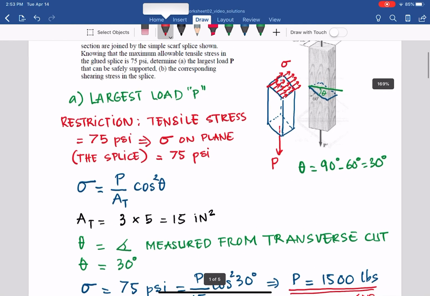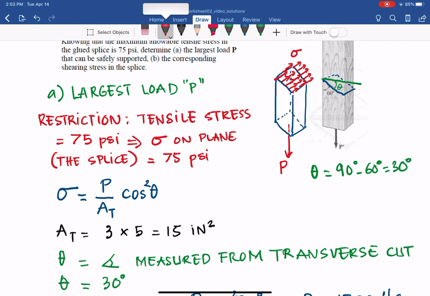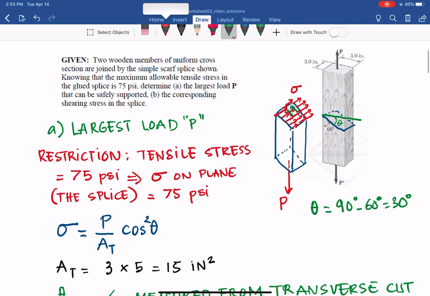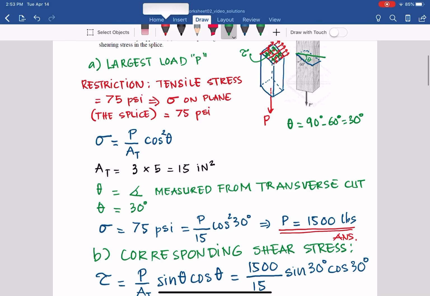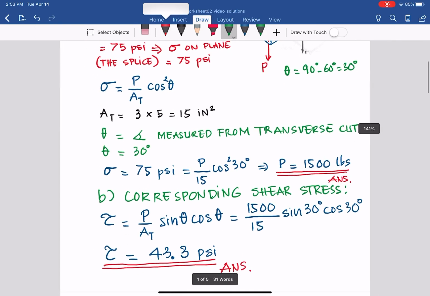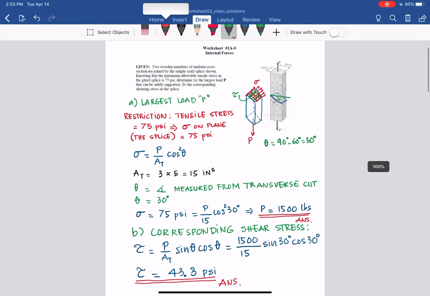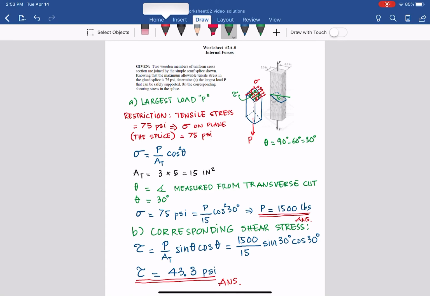So we had sigma given and we found the load P, the opposite of what we did in lesson 1, and then the corresponding tau. As you can see, the tau, which we put in green here, is parallel to the cut face. So that is the tau on the face, and that tau equals 43.3 psi. With that, we are done with worksheet 2A-0, and now let's go to the main lesson, lesson 2.